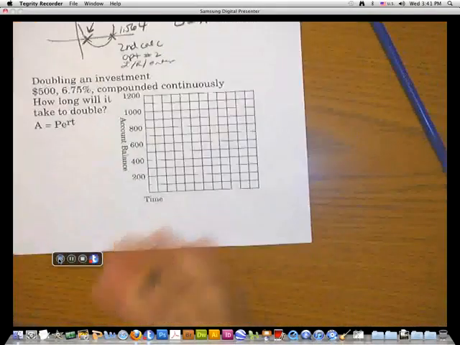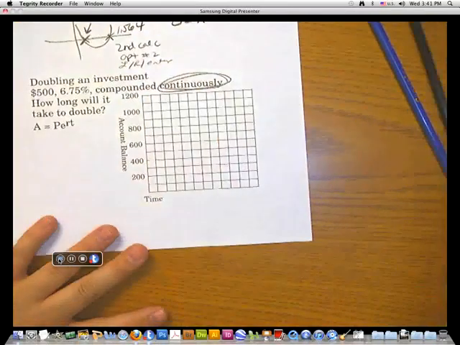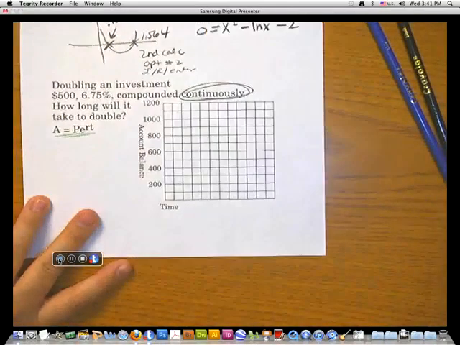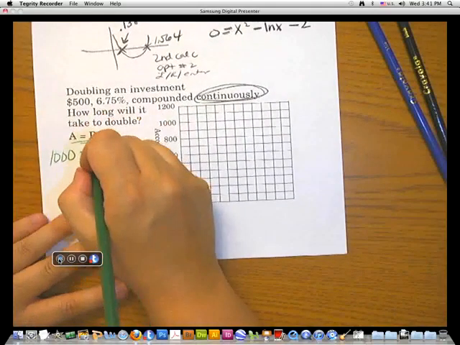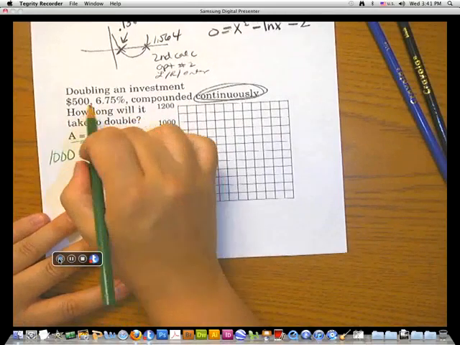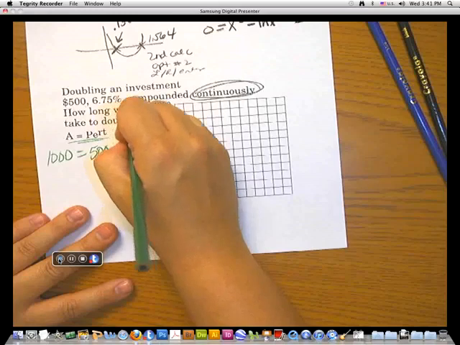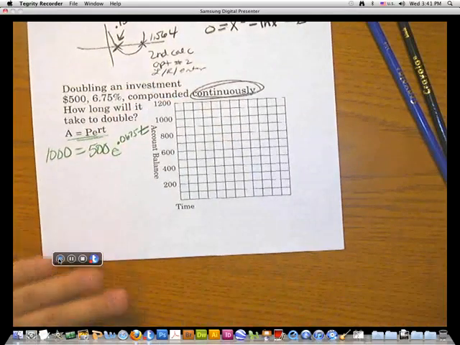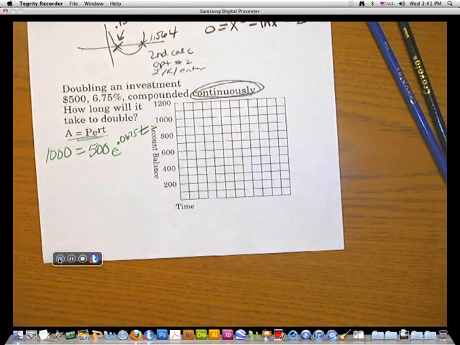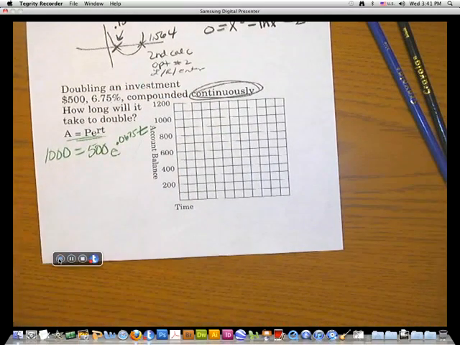All right, the last example we have here is we're going to double an investment of $500 at 6.75% compounded continuously. There's that word continuously again that we've seen in the past, which means we're using the E formula. So if I'm going to double it, my final solution is 1,000. My initial is 500 because that's what we started with. E, we know our rate of 0.0675. You got to change it to a decimal, but it says how long, so that means we don't know what T is. So I have my substitutions in.